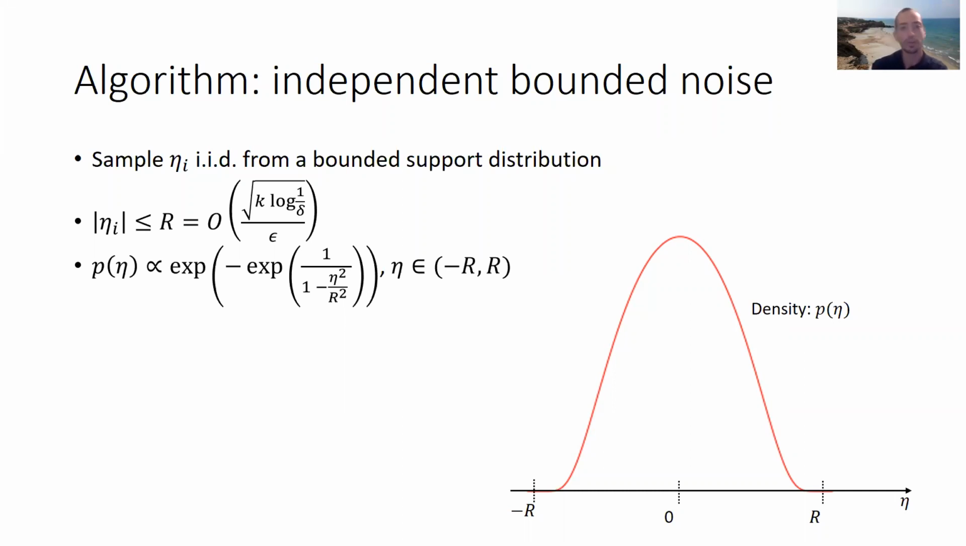Any questions about this? So you just add noise from this distribution. Do you need to do the sparse vector technique like the other papers? No. The sparse vector's goal was to remove the largest noise entries. But now the noise is always bounded, so you don't need it. I see.